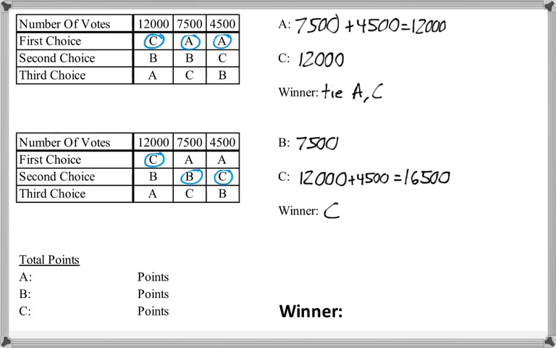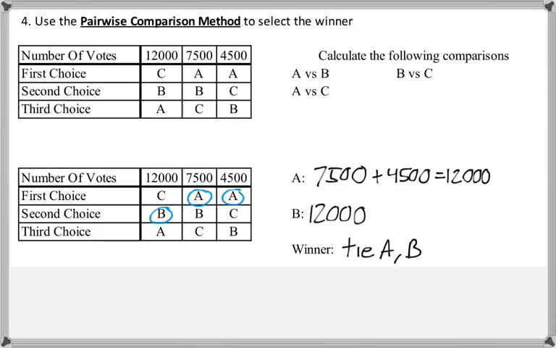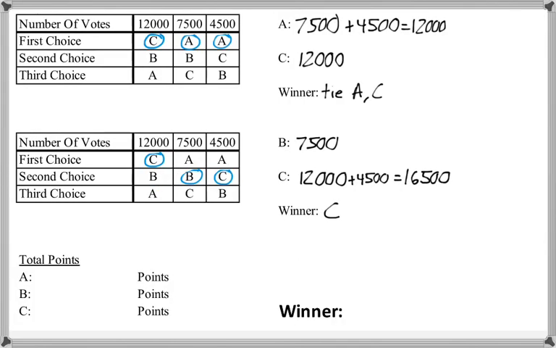So now it's time to tally the total points. So you get 1 point if you win a matchup, and you get half a point if you tie a matchup. So A got 2 ties and no wins. So that's 0.5 plus 0.5. So A got 1 total point.